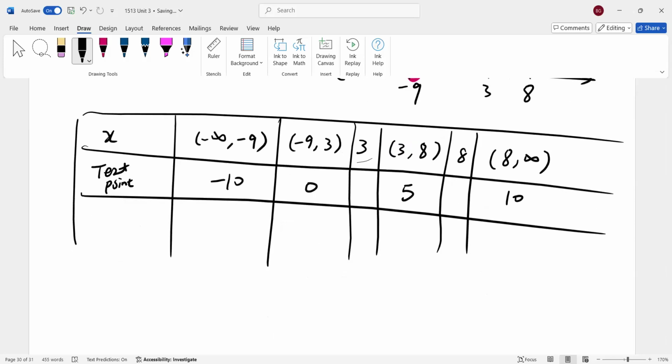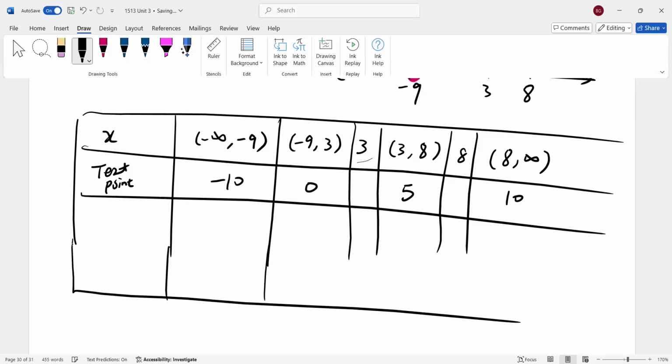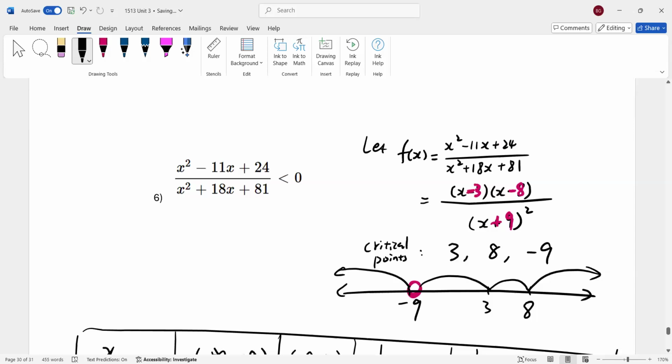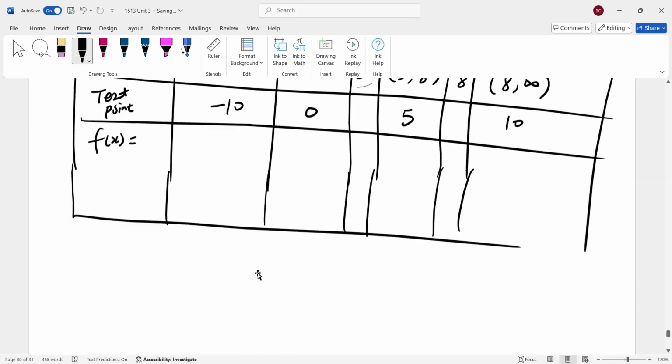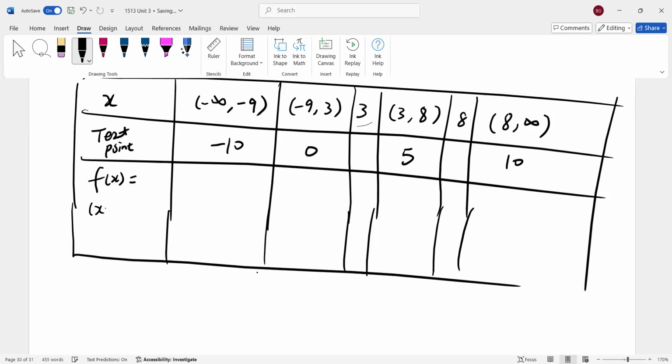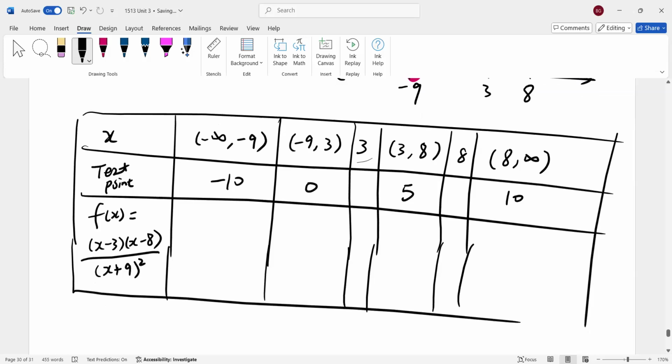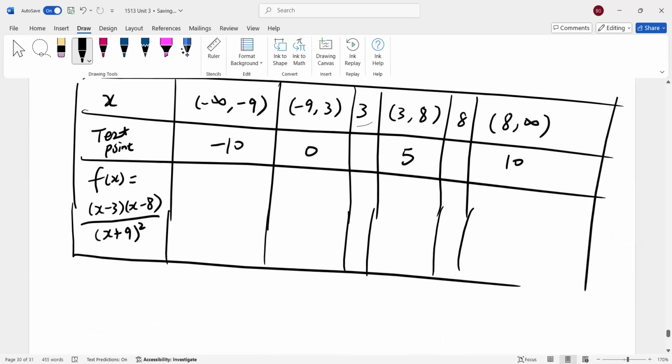Next row, we are going to write the rational function f. f of x in the factored form. It is x minus 3 times x minus 8 over x plus 9 to the power of 2. Double check. It is x minus 3 times x minus 8 in the numerator, x plus 9 to the power of 2 in the denominator.